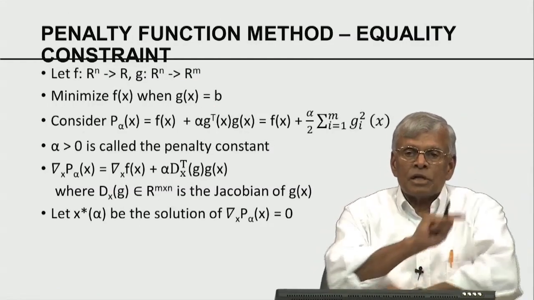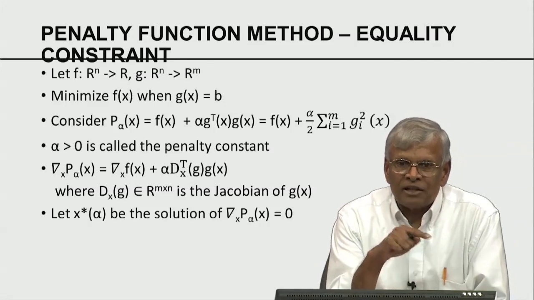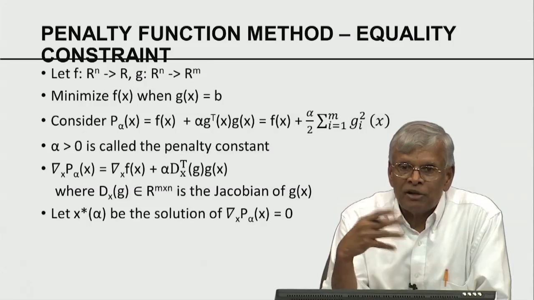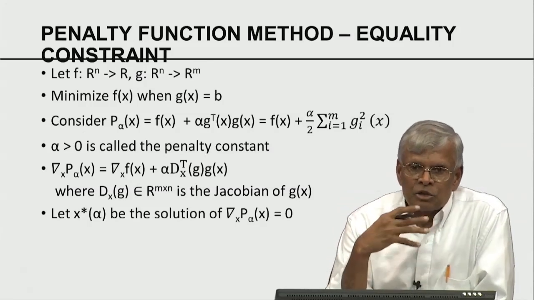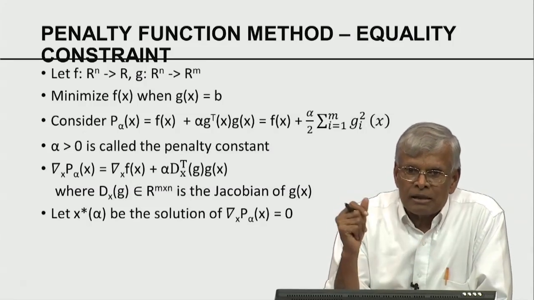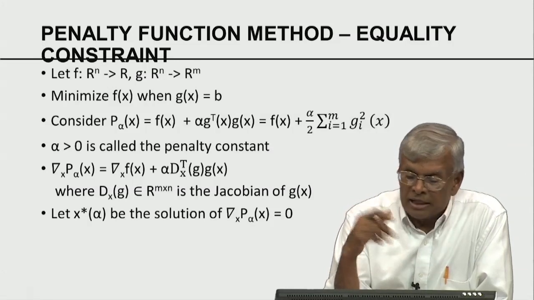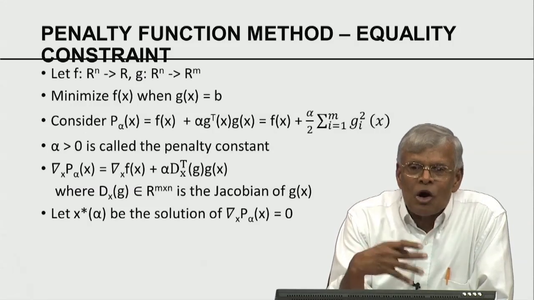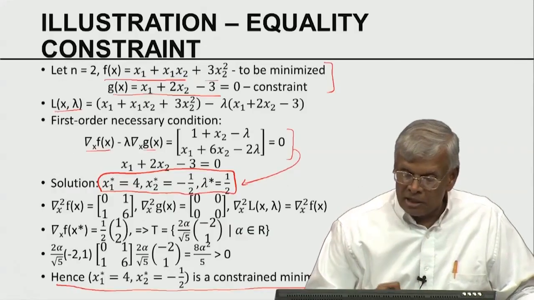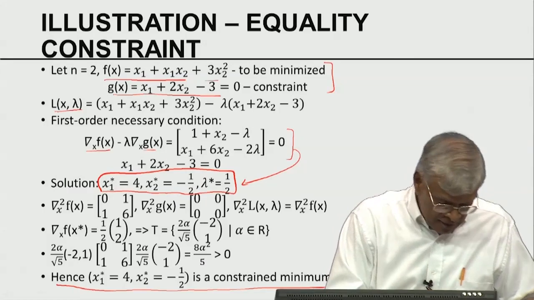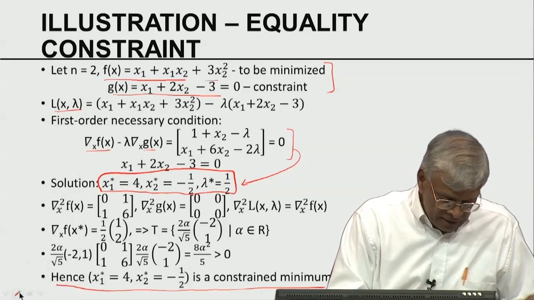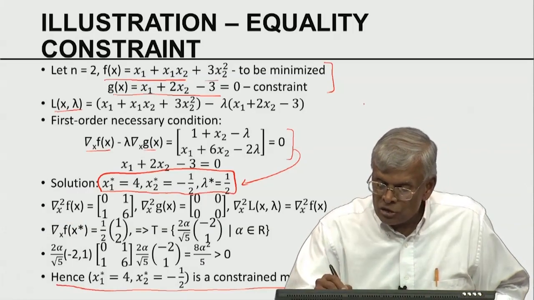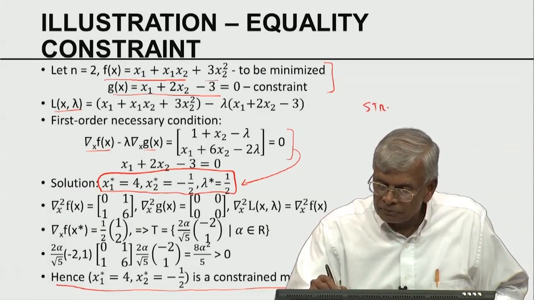Now, I am going to talk about another class of function, which is called penalty functions. This is very much in vogue in data simulation literature. In data simulation literature, the Lagrangian multiplier technique is called strong constraint formulation. Within the context of data simulation, the Lagrangian multiplier technique is called the strong constraint problem.